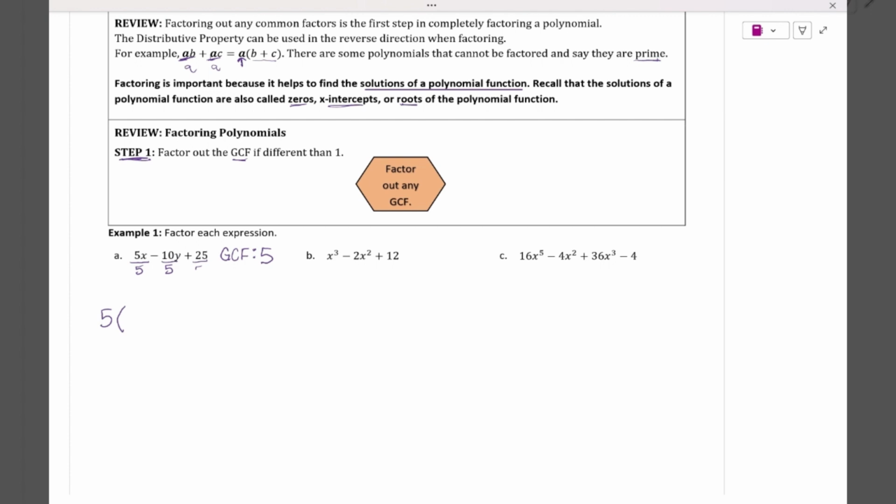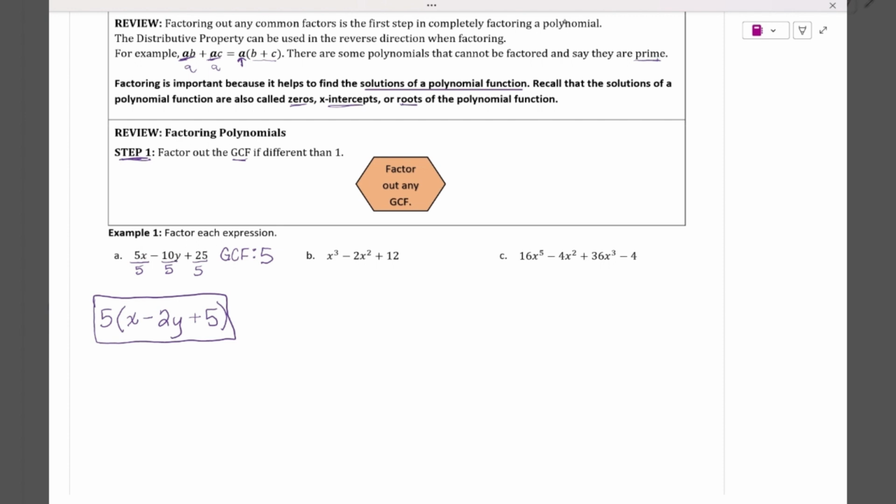The first term, 5x divided by 5 is going to give me 1x, or just x. 10y divided by 5. Well, 10 divided by 5 is 2, so it becomes minus 2y. And then 25 divided by 5 is just 5. We would check that what's left in parentheses can't be factored any further, and this one can't. So I'm done. I factored out my GCF, and that's as far as we go there.